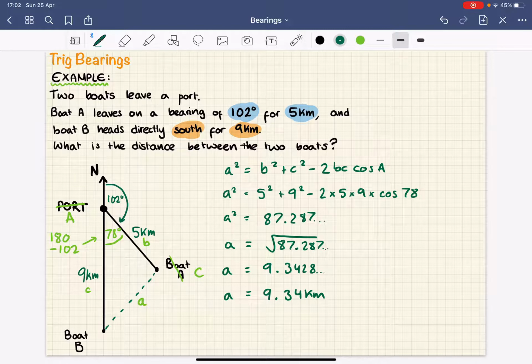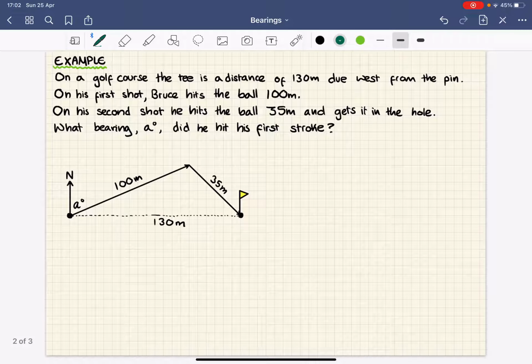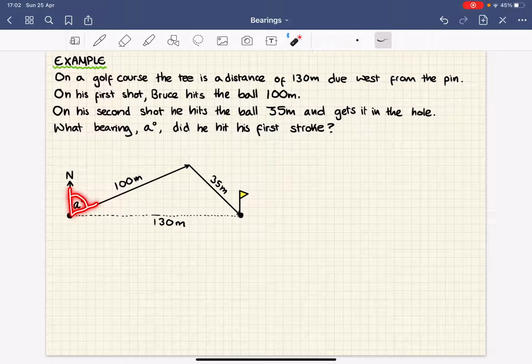Okay, so next one, I've got on a golf course, the tee is a distance of 130 metres due west from the pin. On his first shot, Bruce hits the ball 100 metres. On his second shot, he hits the ball 35 metres and gets it in the hole. What bearing A did he hit his first stroke? So we want to find out what this angle in here is going to be.